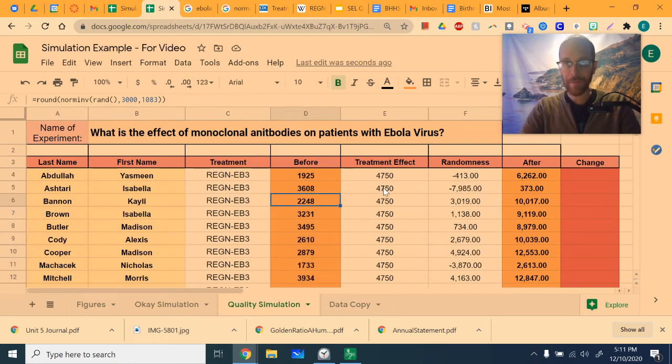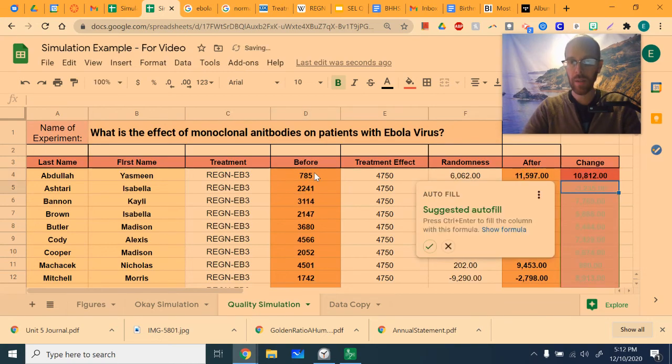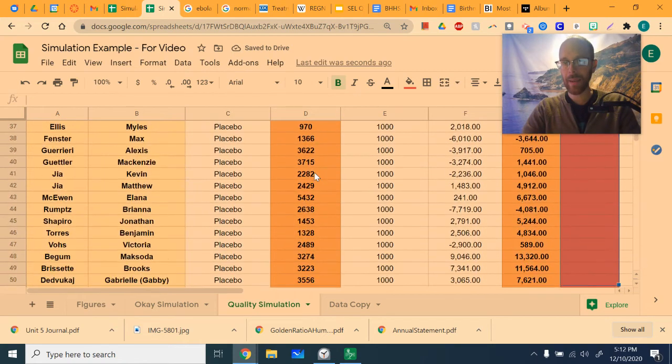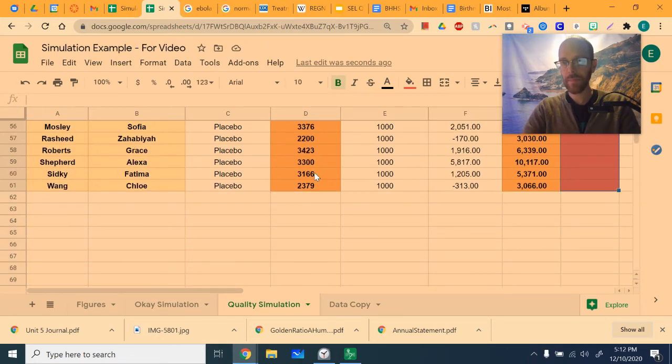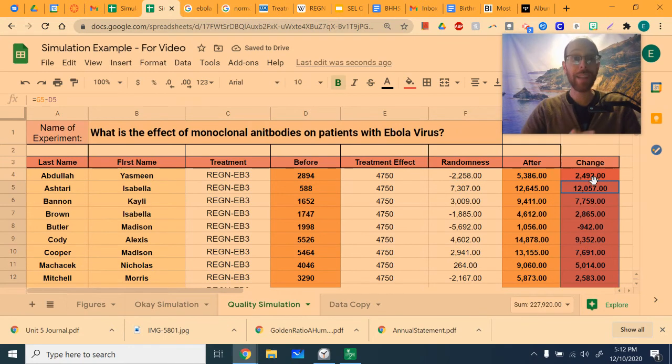We've got our after already because I left the rest of the data in here. For your change, you're going to say, all right, here's the after. There's the before. How much did I change? And then we're going to copy that data down. And the stuff that's in red here, that's what you're going to end up analyzing.